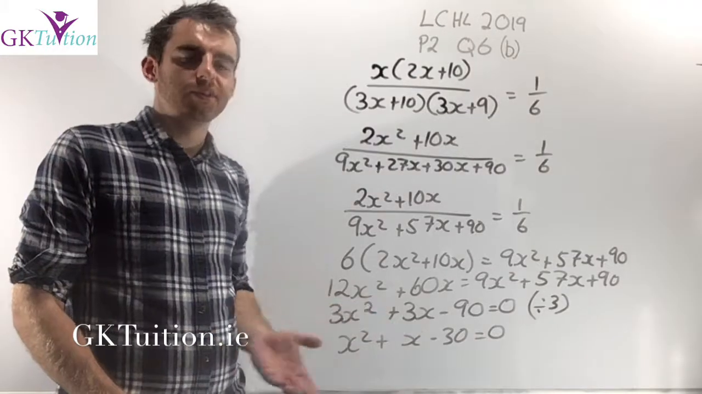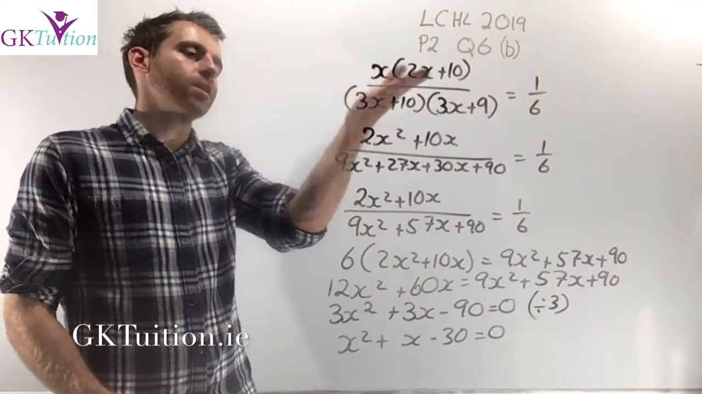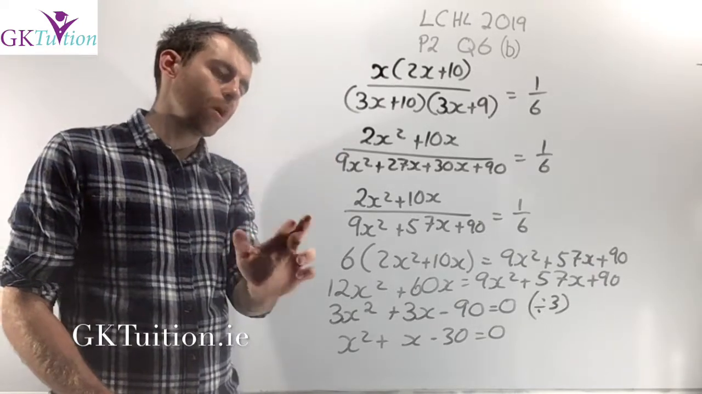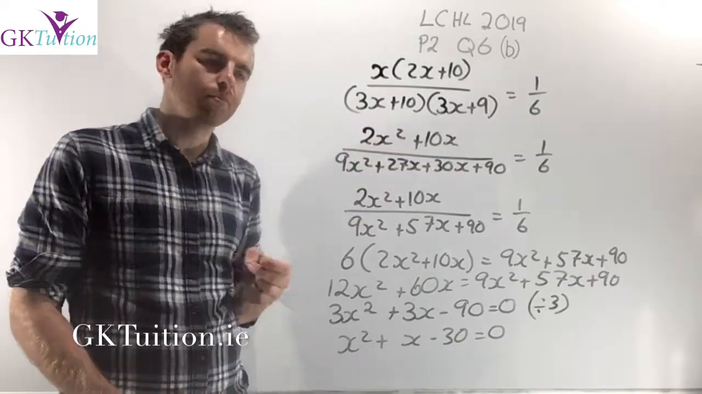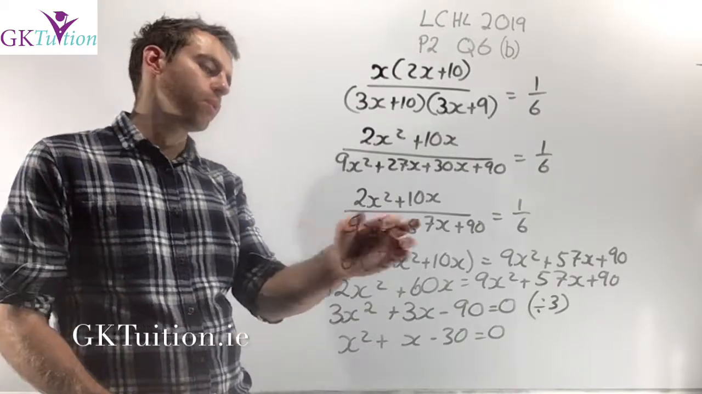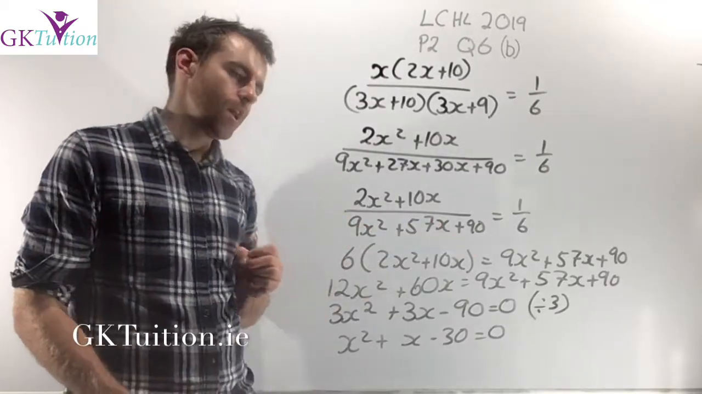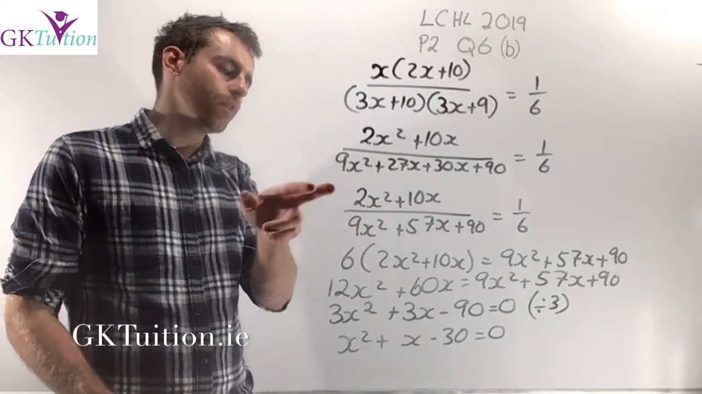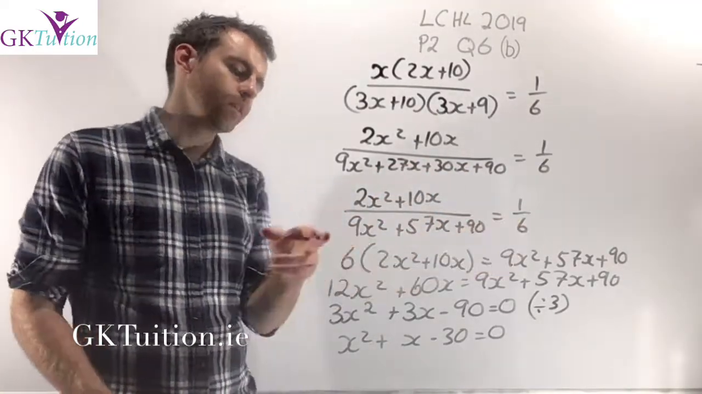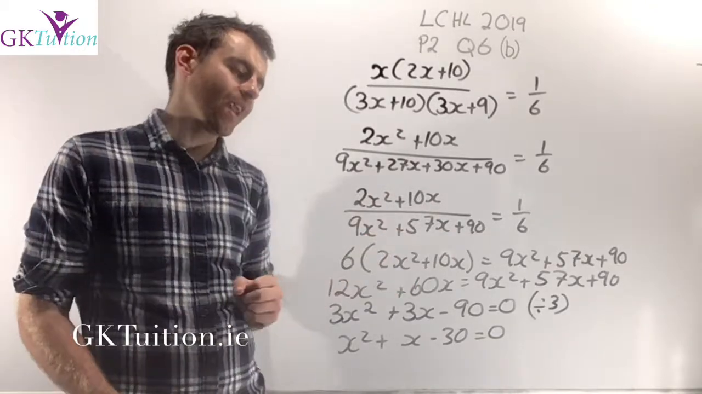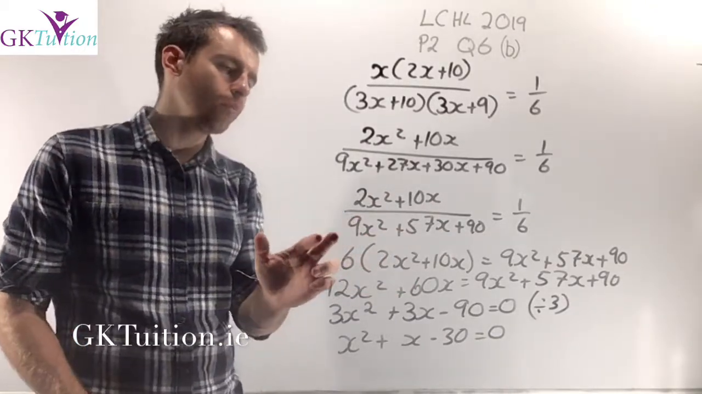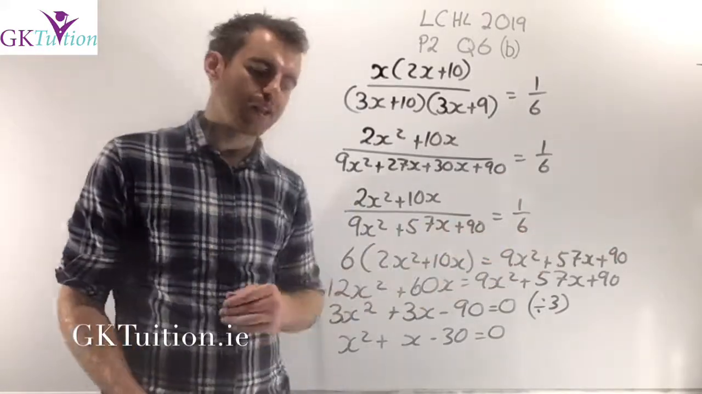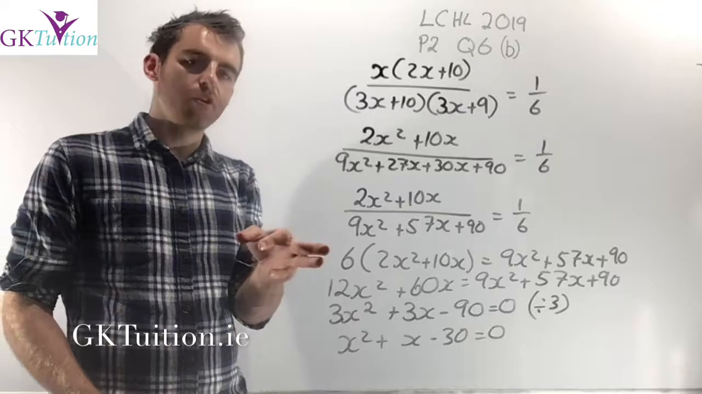Okay, so now I just need to multiply it out. Top line, obviously, x by 2x plus 10 becomes 2x squared plus 10x. When I multiply the bottom lines fully, I have to multiply out my double brackets, becomes 9x squared plus 57x plus 90. And at this stage, in order to get rid of my fractions, I cross multiplied. The top on the left by the bottom on the right is 6 times 2x squared plus 10x, and that's equal to the bottom on the left by the top on the right, which is just 9x squared plus 57x plus 90. At this stage, we've got no fractions.